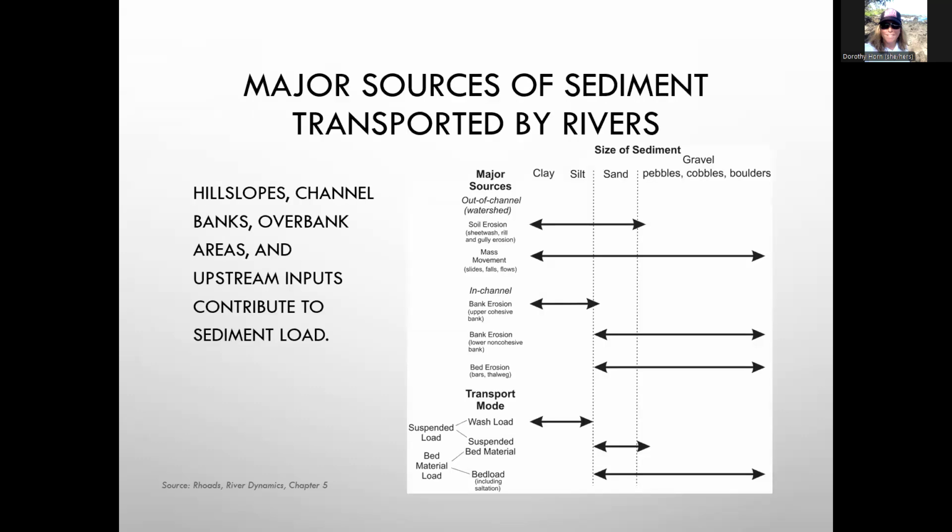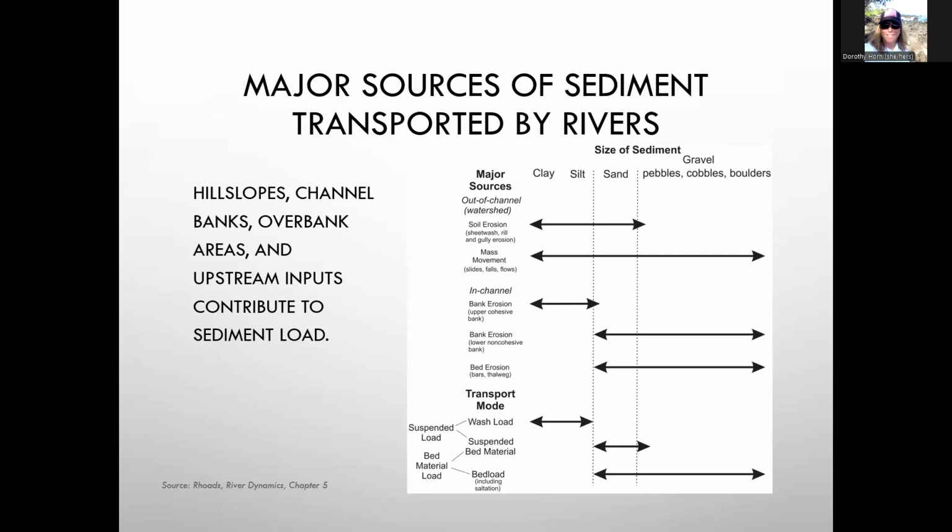A pretty big source of sediment is transferred by rivers. And here we see this on the coast, right? We've also seen it when we went up to Owens Valley, where those historic fluvial deposits have happened. So it has a lot to do with the hill slope, what the channel banks look like, if there's an overbank like what we saw, and what kind of upstream inputs there are. All of these things contribute to the different sediment load.